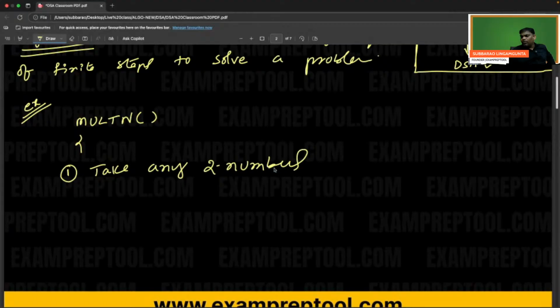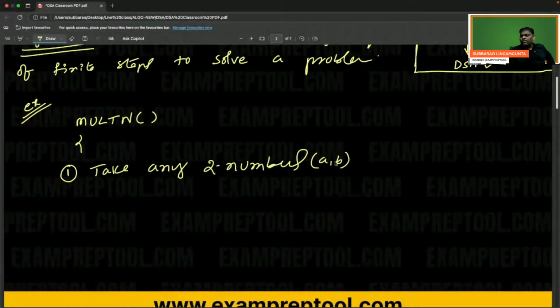You want to multiply 2 numbers, right? Take any 2 numbers. Let us assume I'm writing in the bracket, let us assume those are A and B. Assume. Any syntax you can use. Please try to understand. Take any 2 numbers.